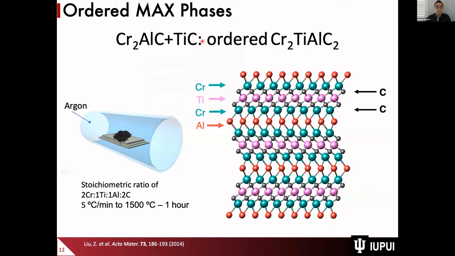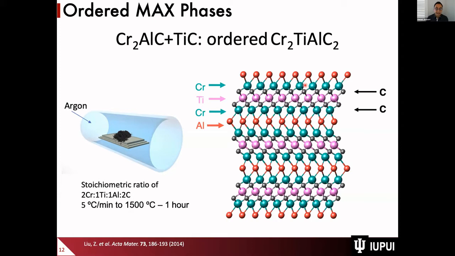So, to start making ordered phases, we need to start with ordered MAX phases. And the first ordered MAX phase was discovered in 2014, by mixing stoichiometric ratios of chromium, titanium, aluminum, and carbon, by mixing a MAX and a carbide, but still the stoichiometric ratio was 2 moles of chromium, 1 mole of titanium, 1 mole of aluminum, and 2 moles of carbon, by heating to 1500, holding for 1 hour without any pressure under argon gas, and ordered phases of a MAX phase was discovered.